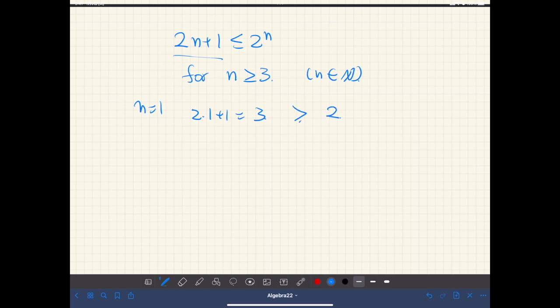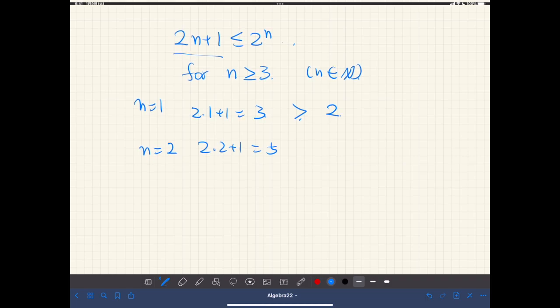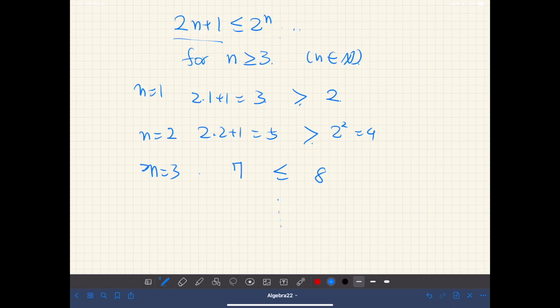So this doesn't hold. When n is equal to 2, the left hand side is 5. And the right hand side is 2 to the power of 2, which is 4. So this is not true. What about when n is equal to 3? So that is 7 and 8. So this is true. So for the general case, you should try to prove this one.